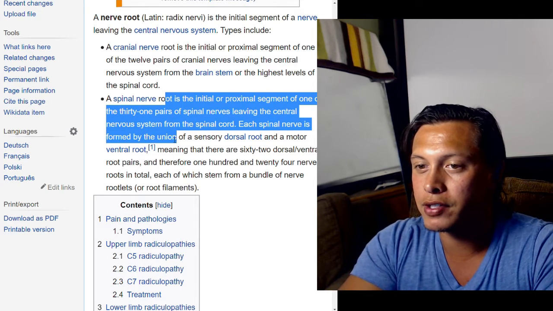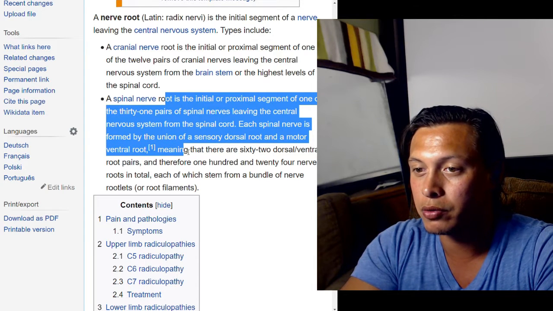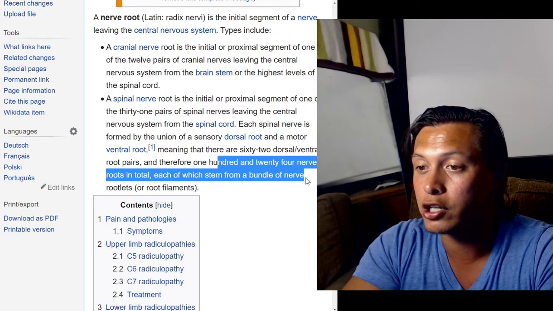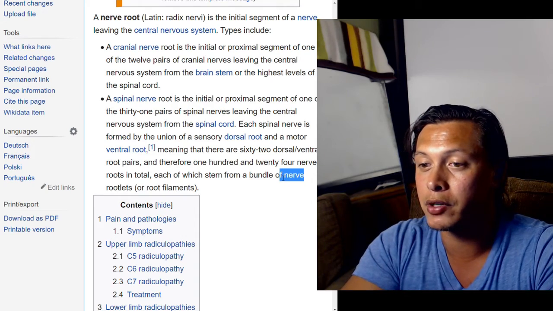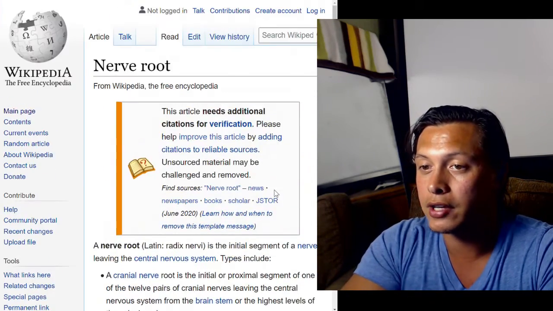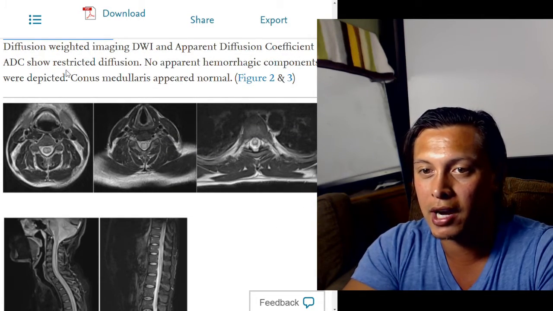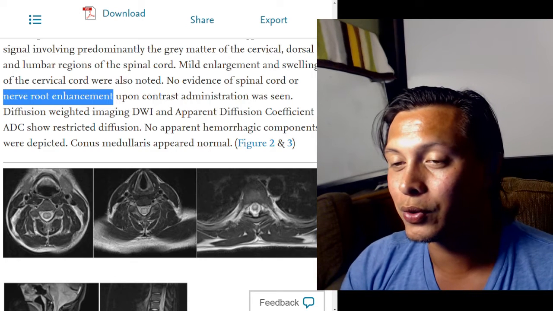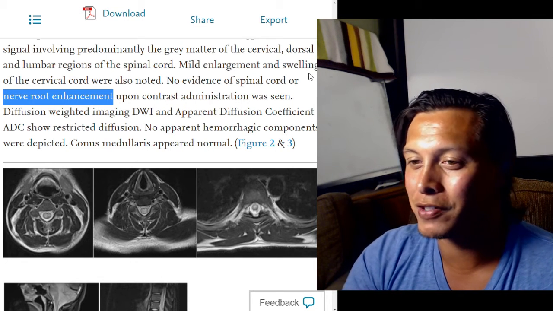Each spinal nerve is formed by the union of a sensory dorsal root and a motor ventral root, meaning that there are 62 dorsal ventral root pairs and therefore 124 nerve roots in total, each of which stems a bundle of nerve rootlets. Oh, okay, so these are the things that are coming off the spinal cord. Okay, so we're not going to get too much into physiology because I do not know that much of physiology.